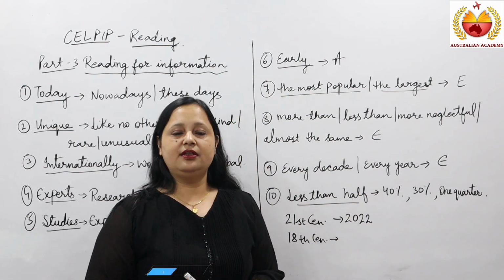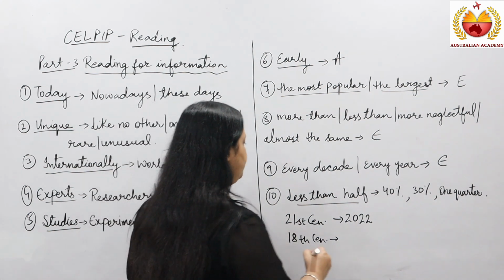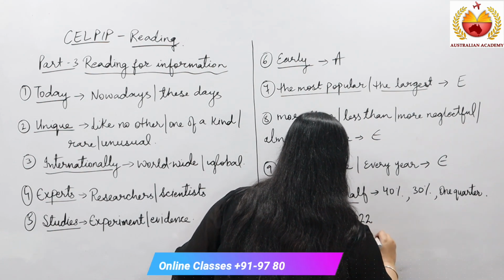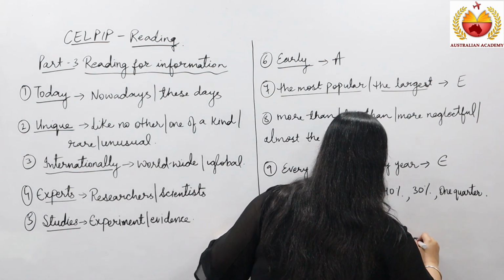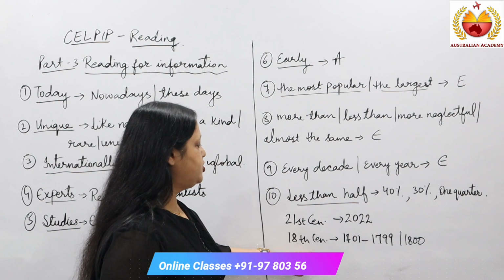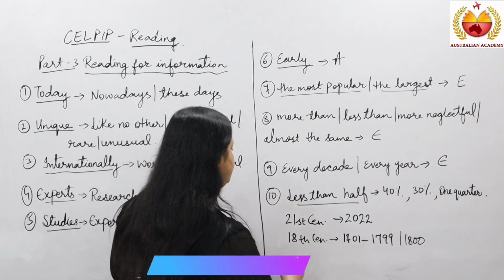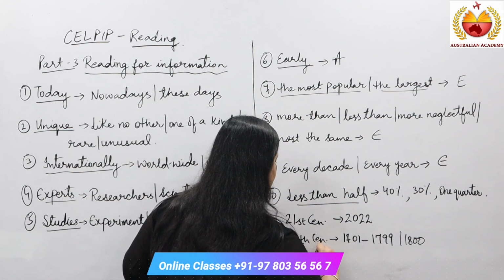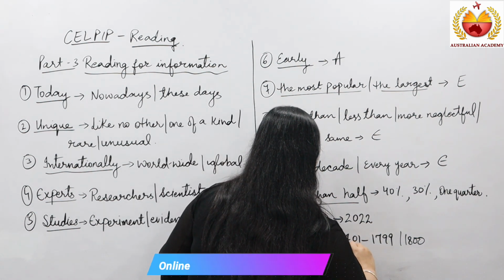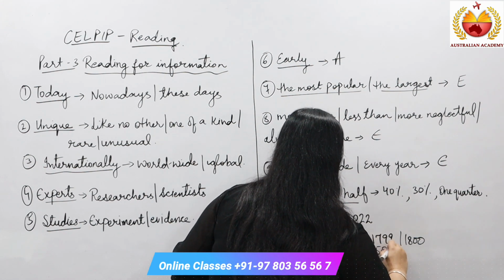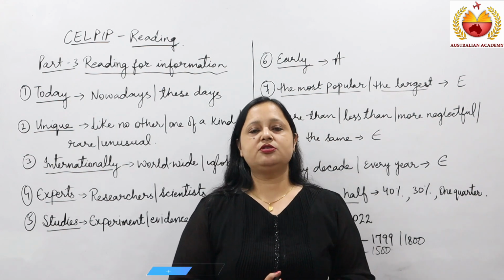So if I am talking about the 18th century, students always get confused and start searching for 1822, 1834. No, 18th century means the years would be from 1701 to 1799. Yes, in fact 1800 also. So if it is the 18th century, it will be somewhere between 1701 and 1799. Let's say if I talk about the 15th century, now the 15th century will be from 1400. Okay, so this information will again help you to find the correct information accordingly.